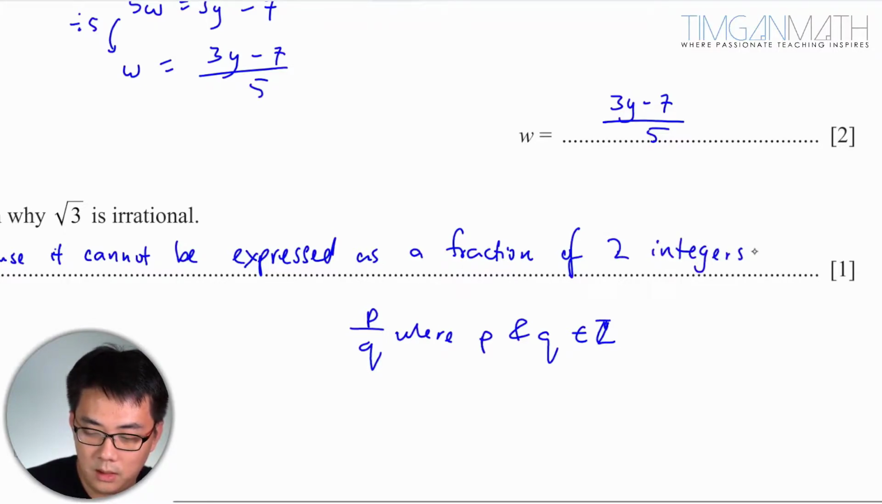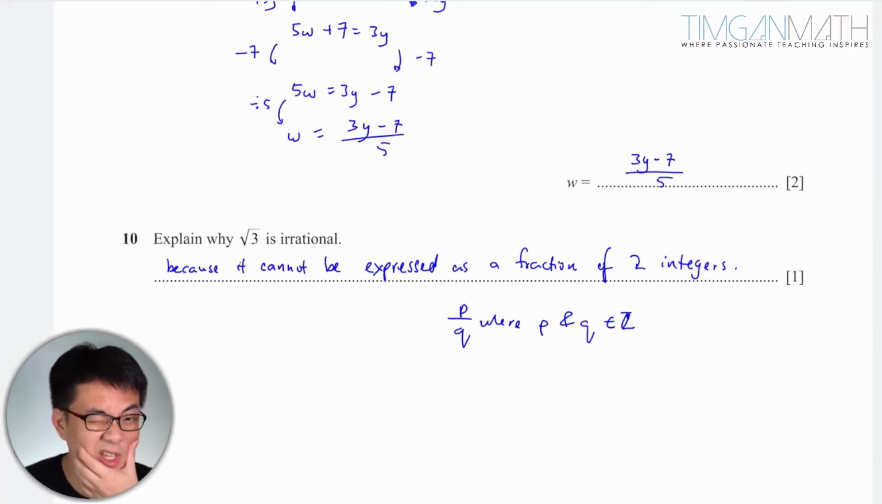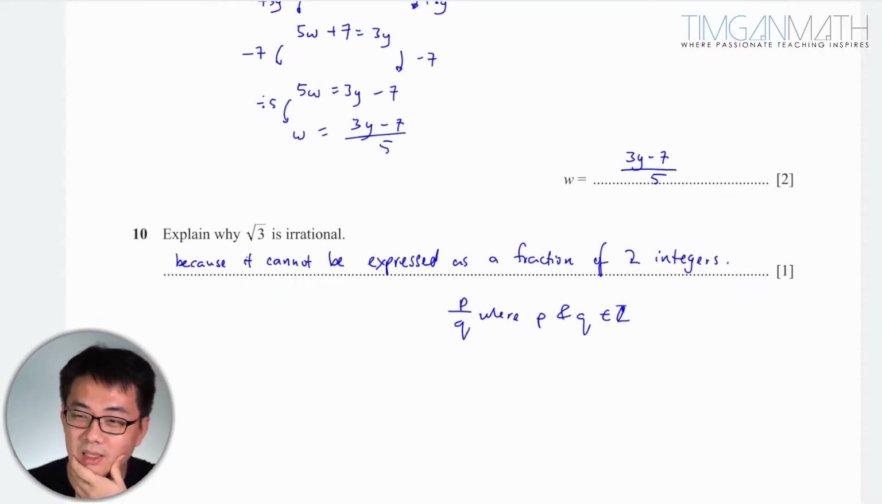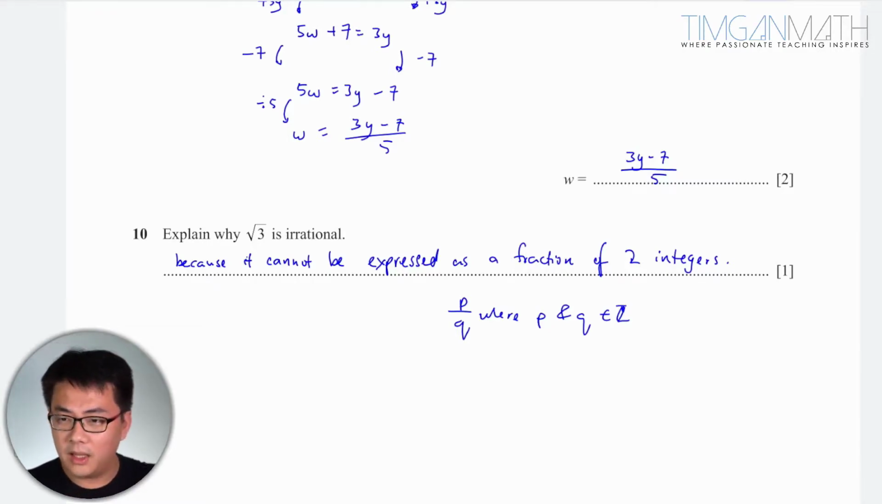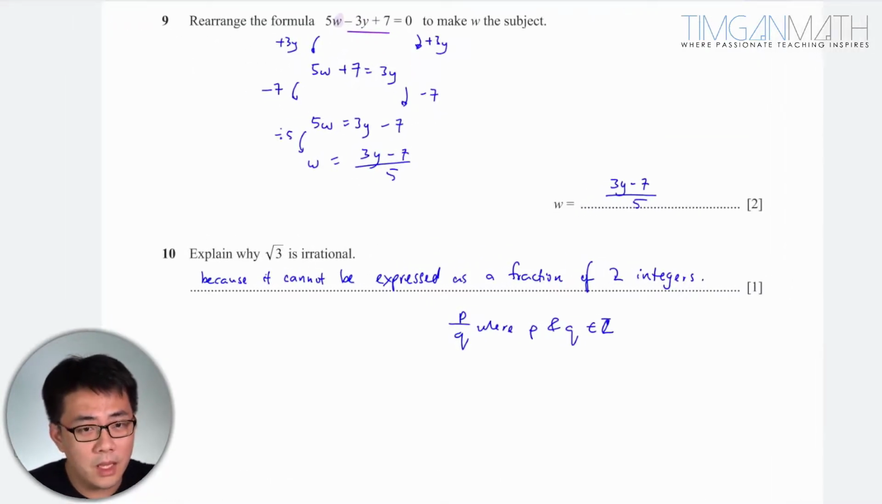Okay, as a fraction of two integers. I don't know whether that makes sense. Because it cannot be expressed as a fraction of two integers. Yeah, okay, that makes sense. So that's the idea there. Okay, I think, yeah, let's look at the next one.